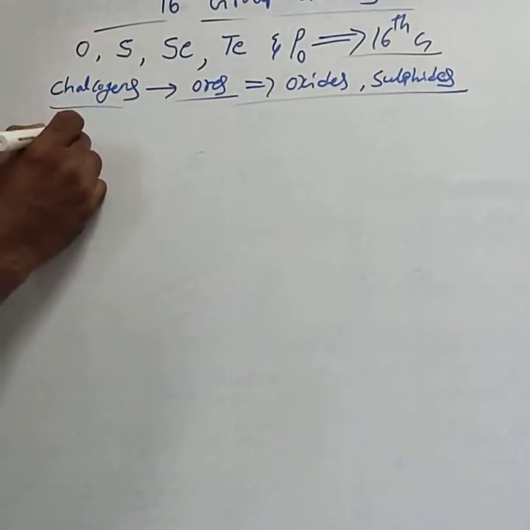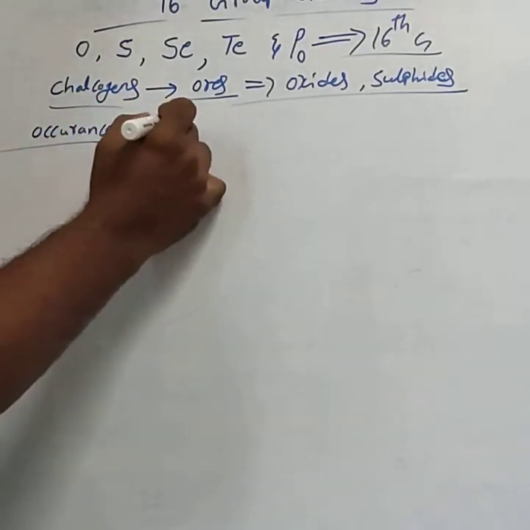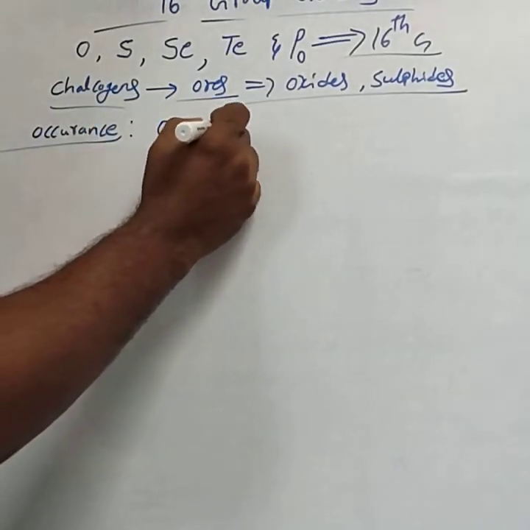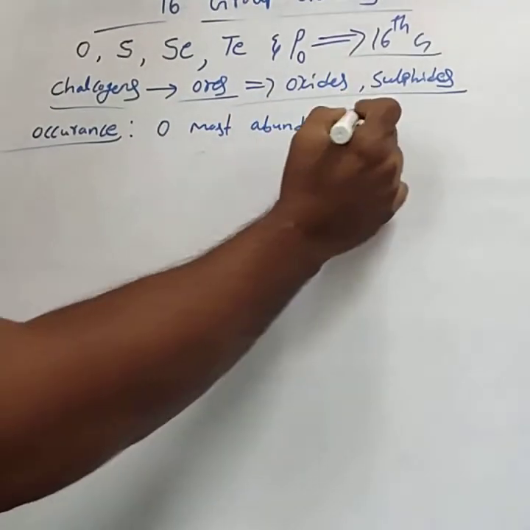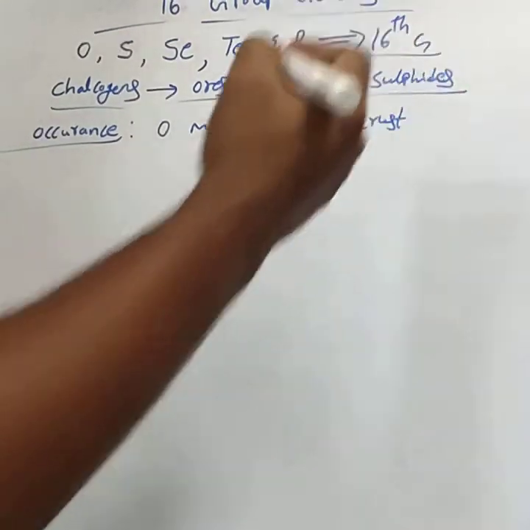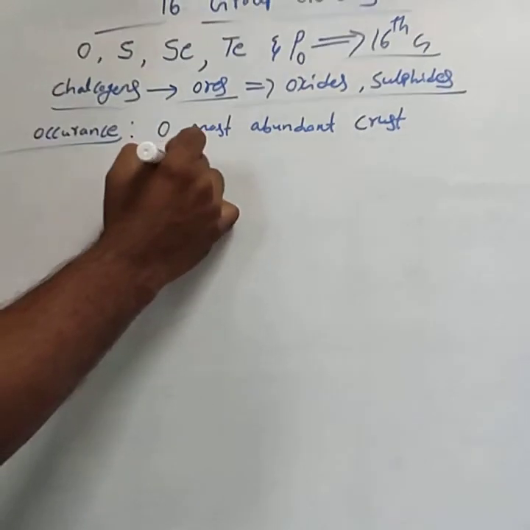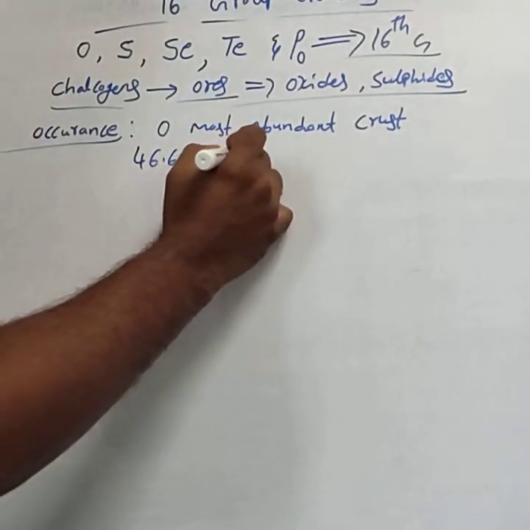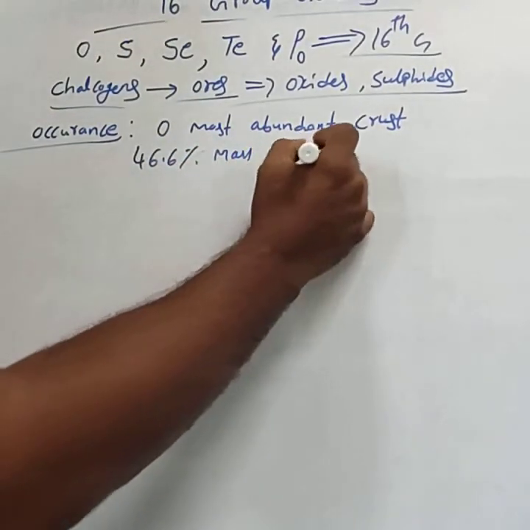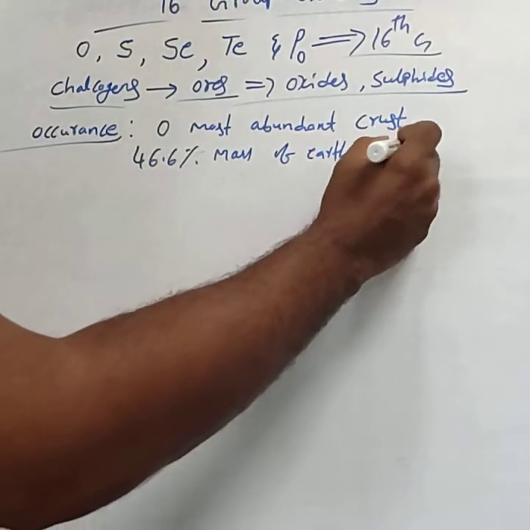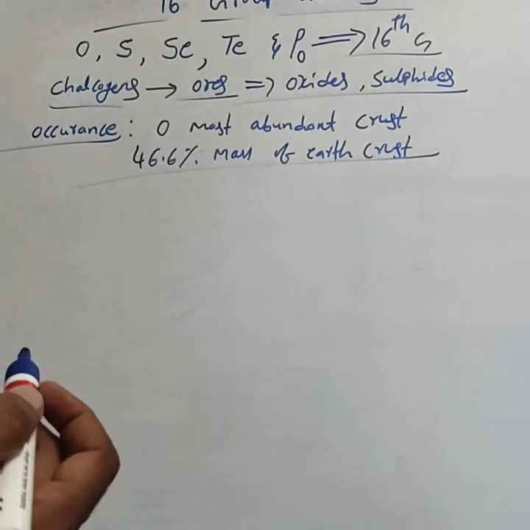Next, consider occurrence. Oxygen is the most abundant element in the earth crust, forming 46.6% by mass of the earth crust.